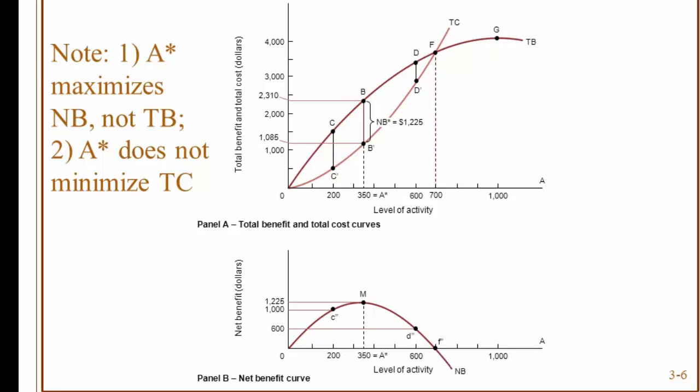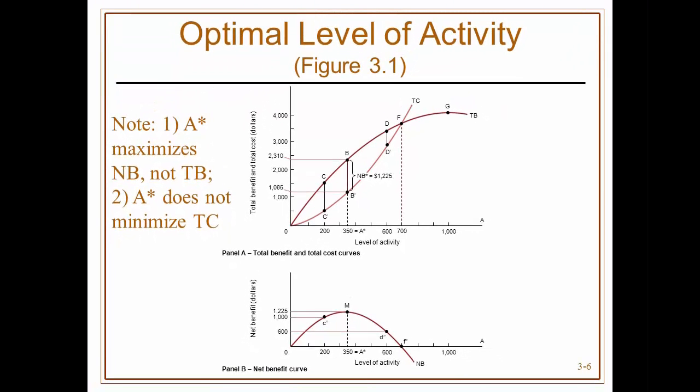You don't incur any costs if you don't have any of the activity. So that would mean that the accountant wouldn't even have anything to do, so they shouldn't get too excited about that. So we don't want to minimize our total cost. We don't want to maximize our total benefit. We want to maximize our net benefit, again, which occurs at that point M, 350 units.